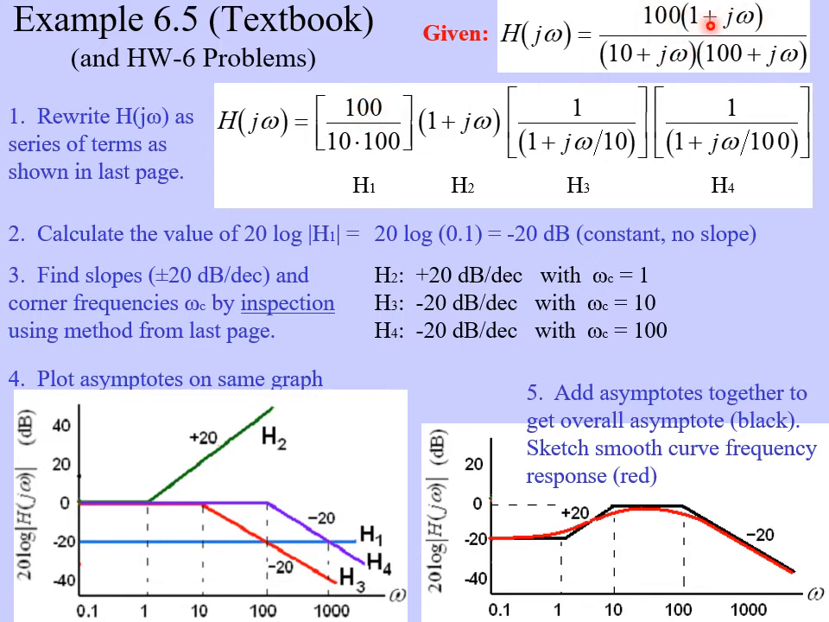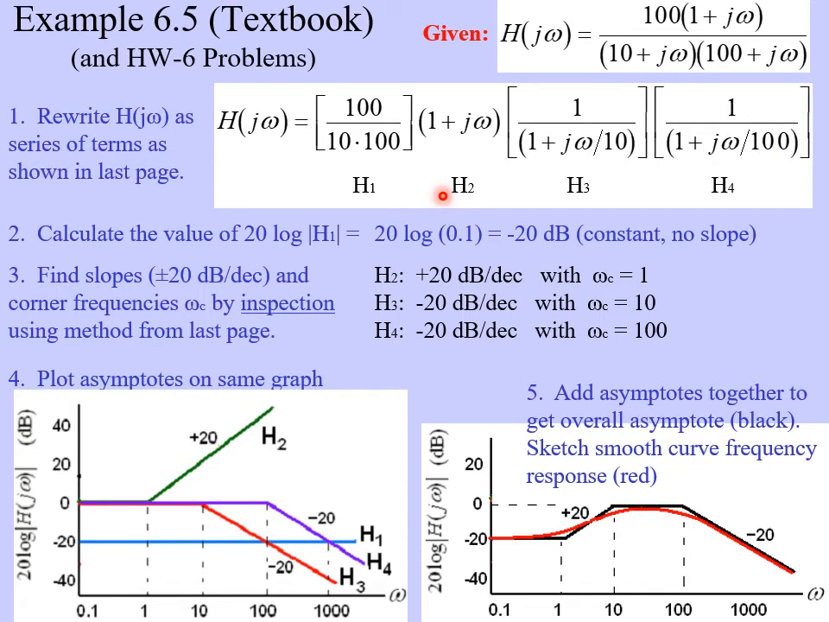And this term here, 1 plus j omega, that's already in the proper form, so we can leave that as it is. These terms down here, though, I've got to get rid of this 10 here. So I'm going to factor out this 10 and put it out in front here, and what I'm left with is 1 plus j omega over 10. Likewise, the second term, I've got to get rid of this 100, so I bring that out down here, and this term becomes 1 over 1 plus j omega over 100. So we've just rewritten this function up here in a different form that we know how to handle.